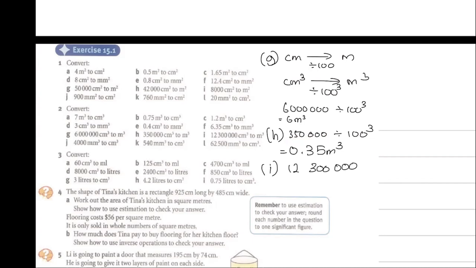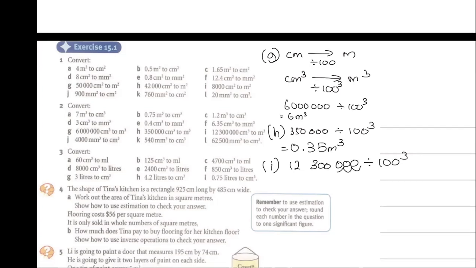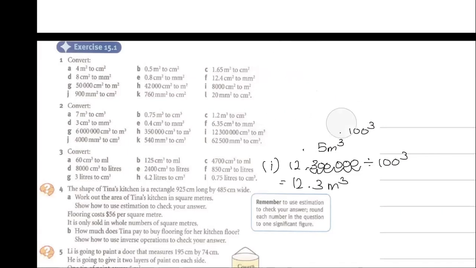12,300,000 divided by 100 cube. 1, 2, 3, 4, 5, 6. Answer will be 12.3 cubic meters. GHI done.